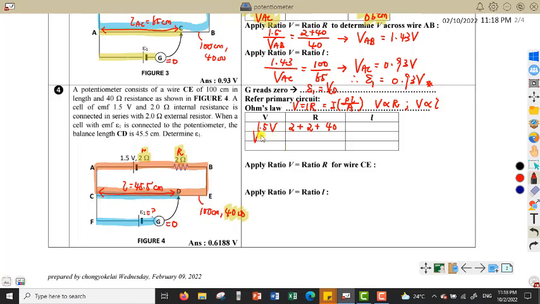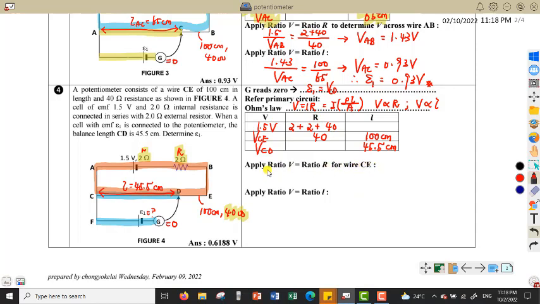So the whole wire is VCE. For the whole wire, the resistance is 40 ohm. Okay, the length is 100 cm. Then we focus on the balance length VCD. So VCD is equivalent to the length 45.5 cm. At first we have to use the ratio of voltage and also the resistance to find the voltage across the whole wire CE.